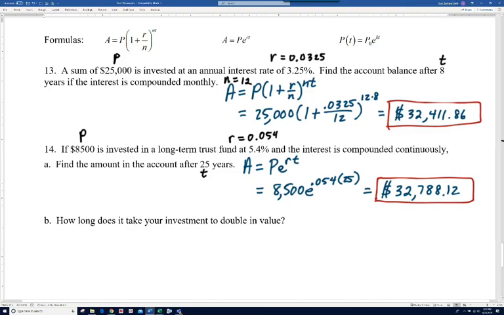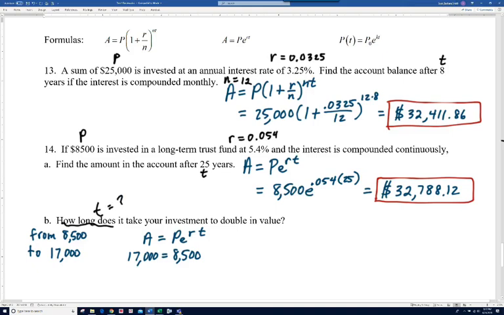All right, for part B, it says, how long does it take your investment to double in value? Sometimes students get stuck with this, but notice we're starting with 8,500. That's our initial investment, and we want it to double. So we go from 8,500 to 17,000. Let's write down our formula. Our A, the amount we want this to grow to, is 17,000. The original amount is 8,500. Notice it says how long does it take? So basically we're looking for T here. We have all the other values, and so this is the equation we need to solve.